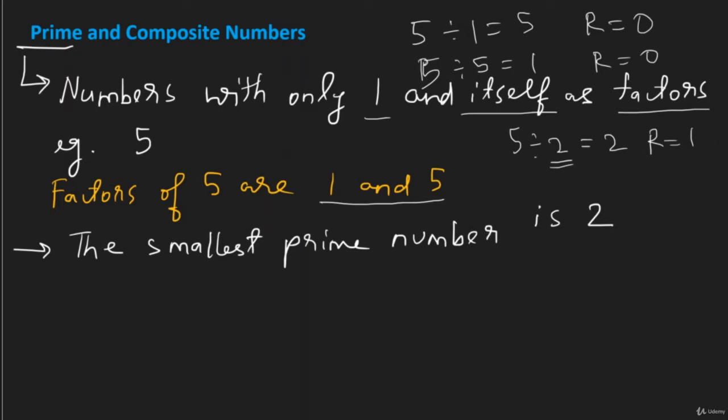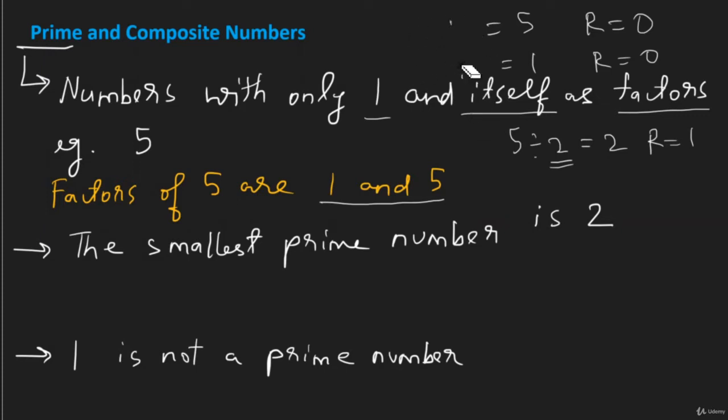Please note that 1 is not a prime number, right? A prime has to have two factors, right? 1 and itself. In the case of 1, it's just 1, and 1 is not a prime number. The smallest prime number is 2. Alright, now let me make some space over here. So we are clear what we mean with prime numbers.